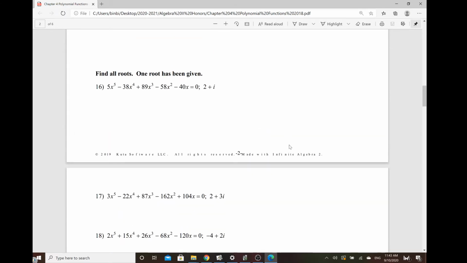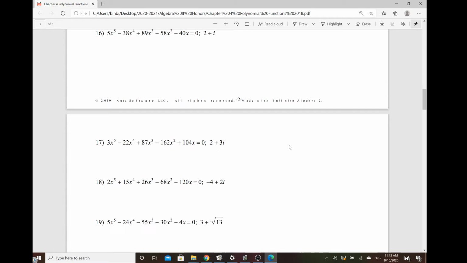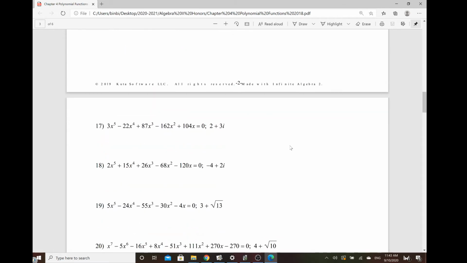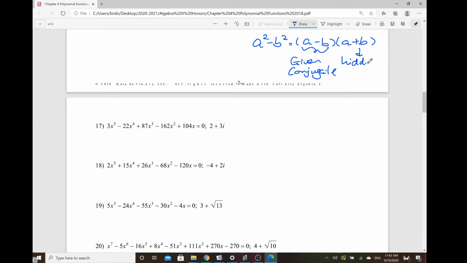So here's something that I would like to introduce. This one is called the conjugate theorem. One thing that you already know from Algebra 1 is a squared minus b squared. Once you factor it, it's a minus b times a plus b. So let's say that a minus b is the given conjugate. That means the hidden conjugate would be a plus b.